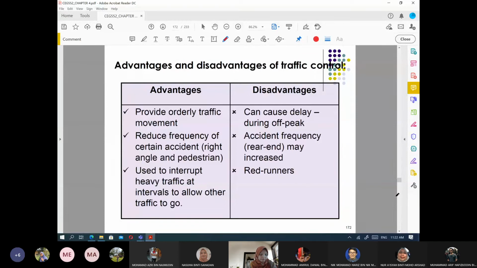Advantages, kebaikan dia, provide orderly traffic movement. It is good lah. You know that, you just follow the traffic light orderly. Okay, by turn lah, usually they will give a right of way to those with heavy vehicle first. Right? Reduce frequency of certain accident, right angle and pedestrian. Used to interrupt heavy traffic at intervals to allow other traffic to go.